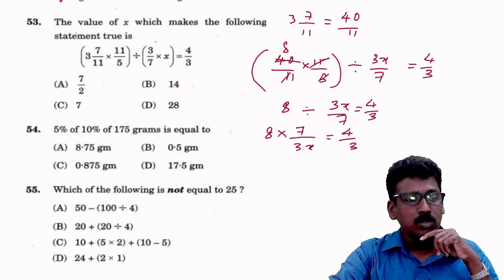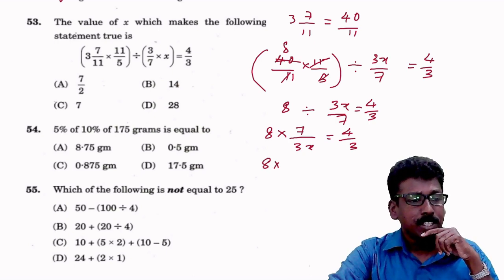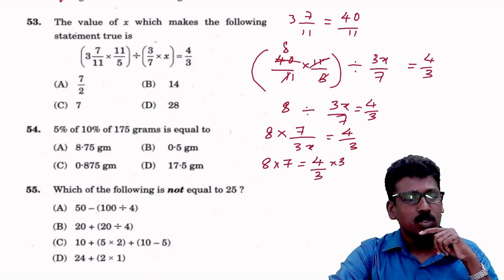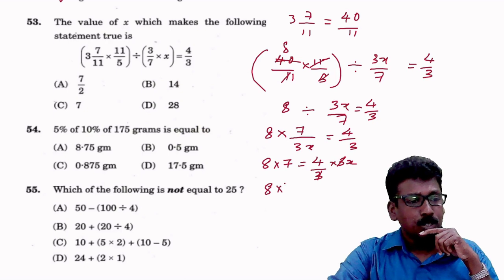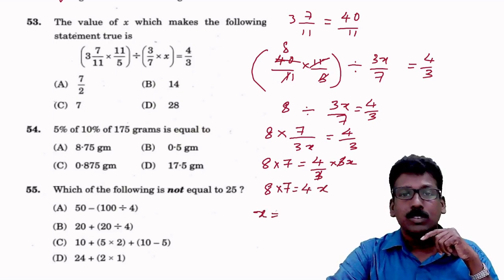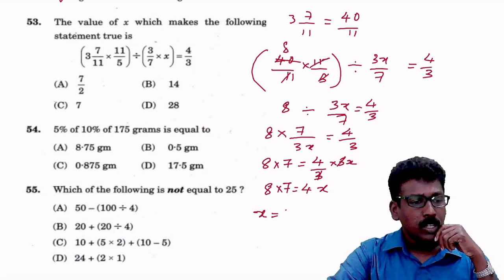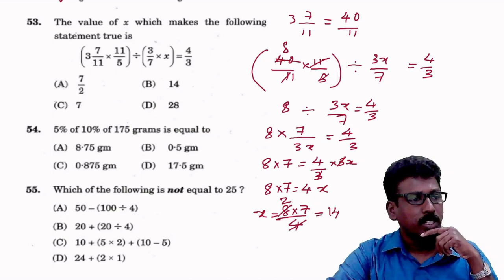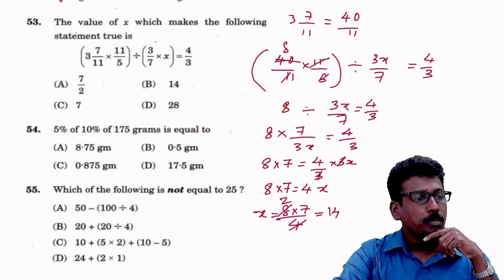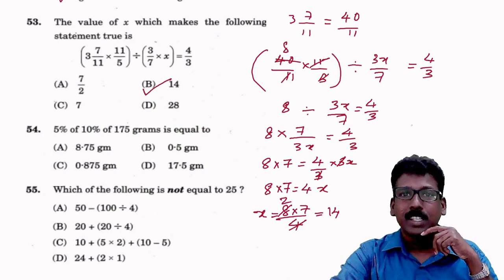Now transpose 3x to the other side. So 8 into 7 is equal to 4 by 3 into 3x. 3, 3 cancel. That is 8 into 7 is equal to 4x. So to get x you transpose 4. So it is 8 into 7 by 4. 4 2s are 8, so 2 into 7, 14. Yes, option B is the correct answer.